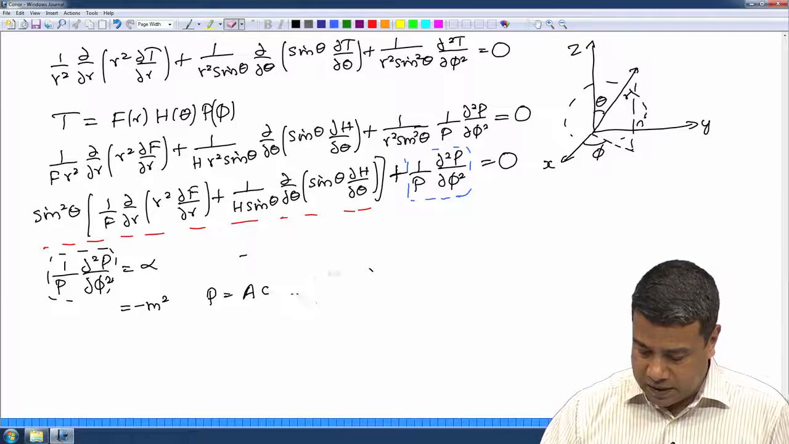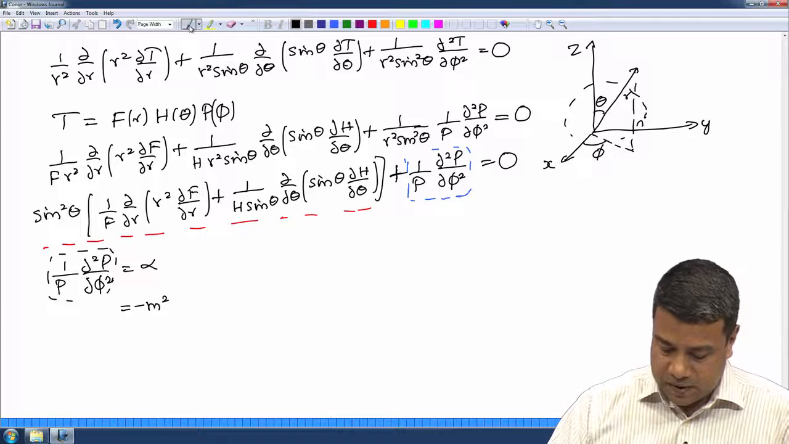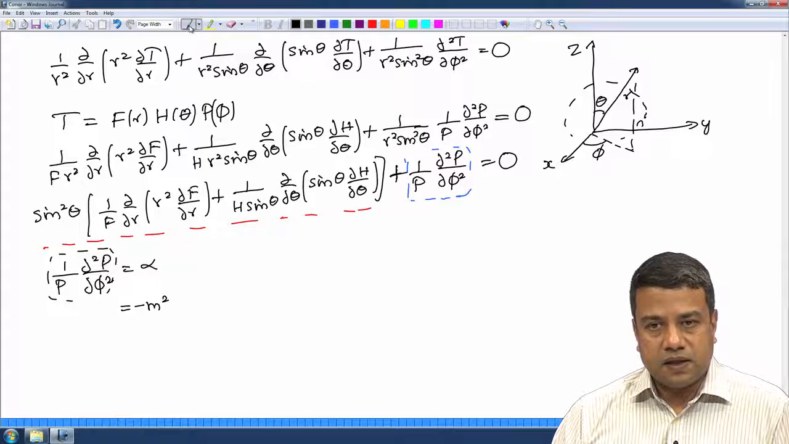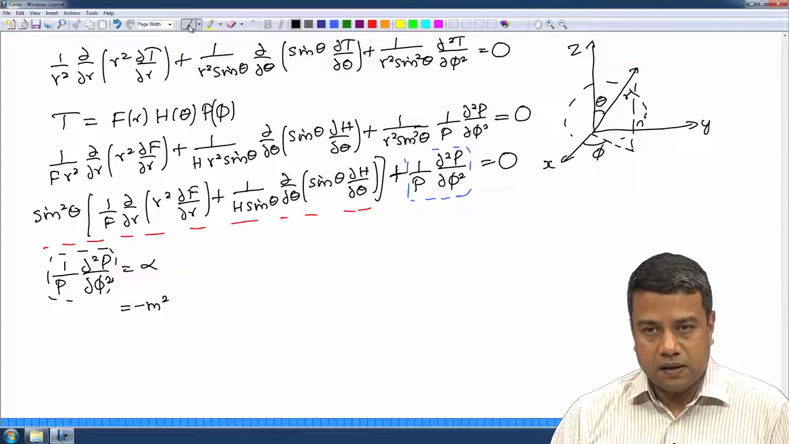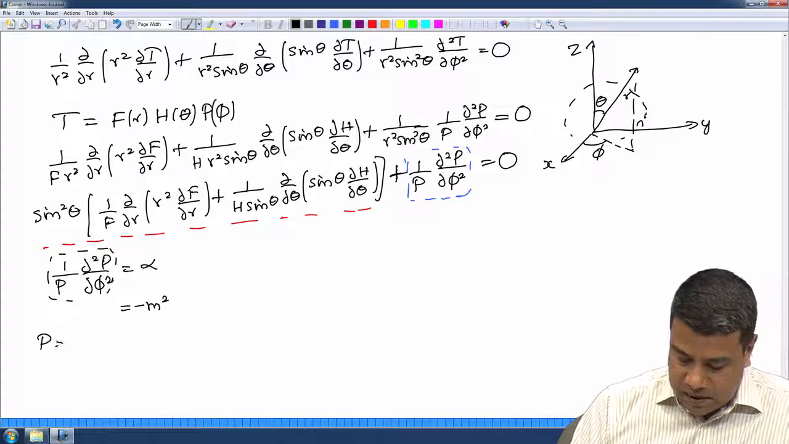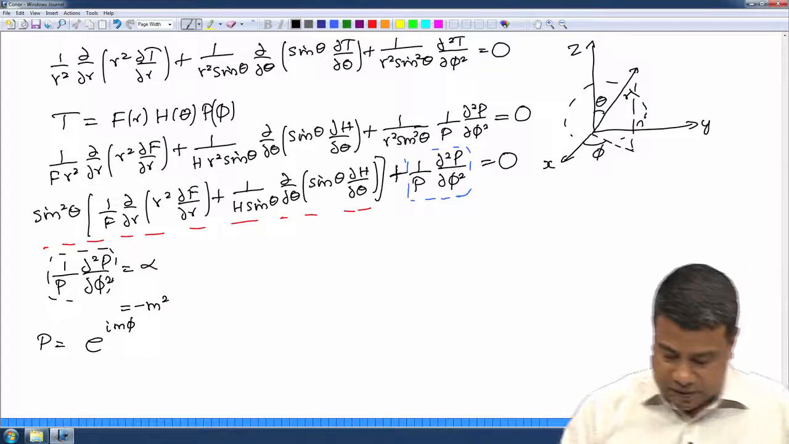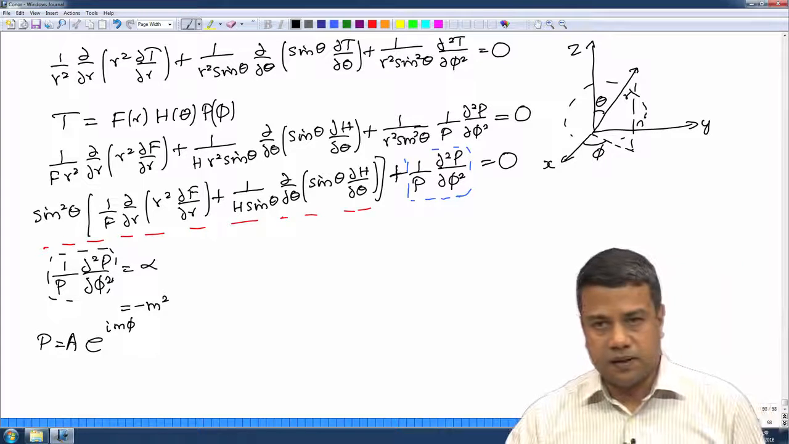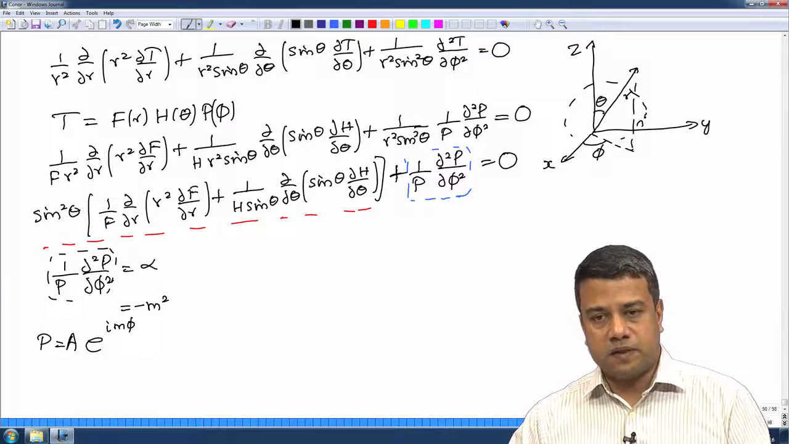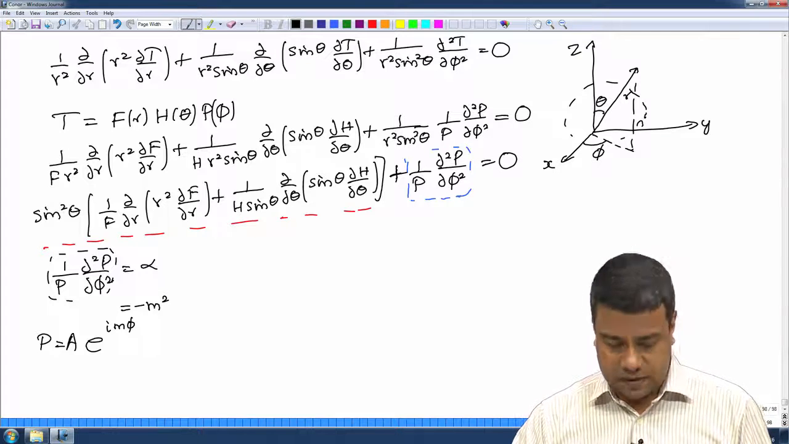So, this gives us the eigenfunction for phi. When it is equal to minus m square, you could write it as I have said, a sin m phi and b cos m phi. A simpler way to write it is some complex constant times e power i m phi. If I have some complex number times e power i m phi, the real part of that will be cos, the imaginary part will be the sine. So, both of those are included within this function.